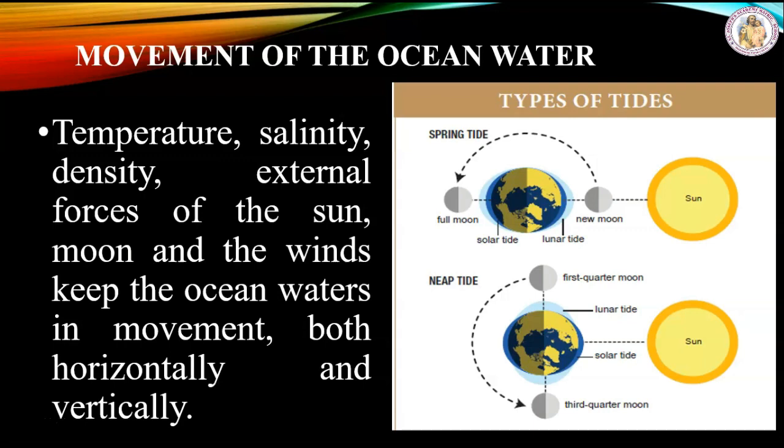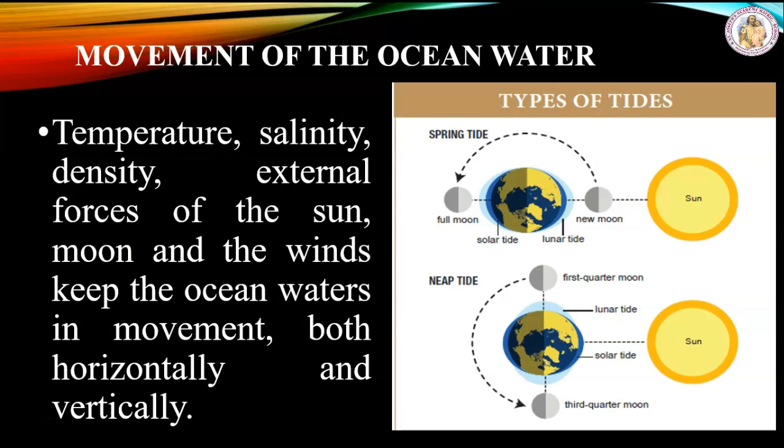Do you know the energy of the falling wave water is used to turn hydro turbines to generate power? Wave energy power plants have been installed at Vizhinjam on the Kerala coast and in the Andaman and Nicobar Islands of India. Tides.